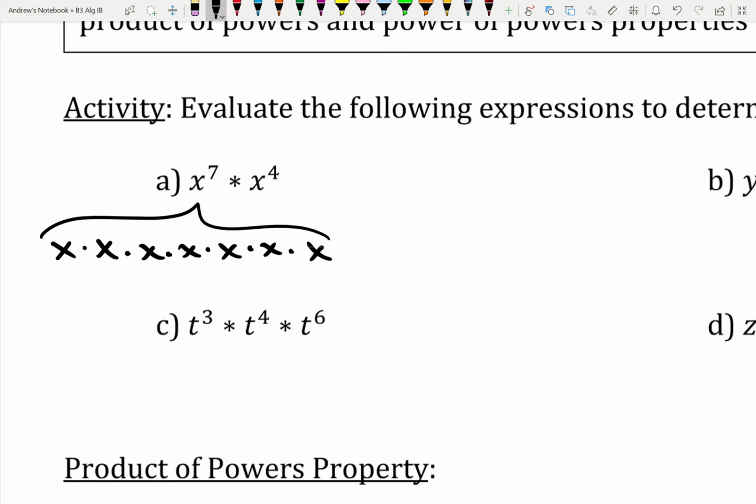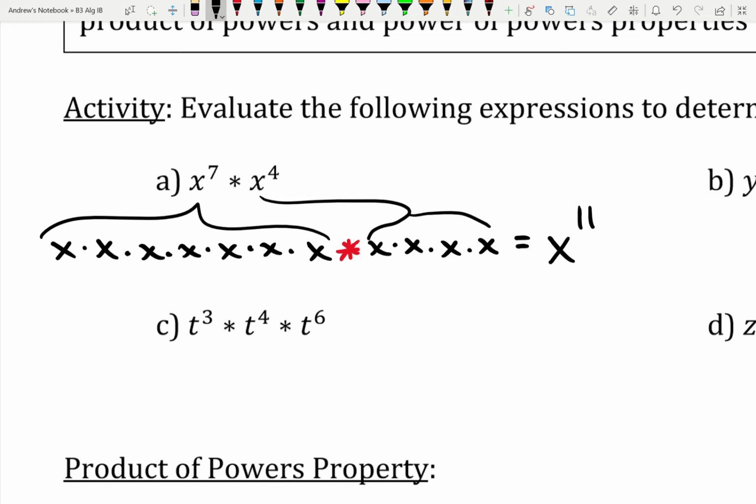When we've got x to the 4th, we've got 1, 2, 3, 4 of those all together right over there. And we're multiplying these together. So if I'm trying to figure out a more compact way to write this than x times x times x all the way down, I'm just counting up how many of them I have. I had 7 in the first group, I had 4 in the second group, so all together there's 11 x's. Again, we took a look at this a little bit last week or the week before. That means that we have 11 x's all together, so I can write it as x to the 11th.